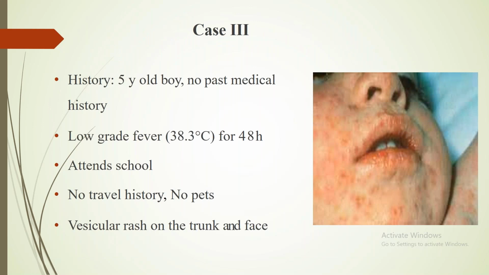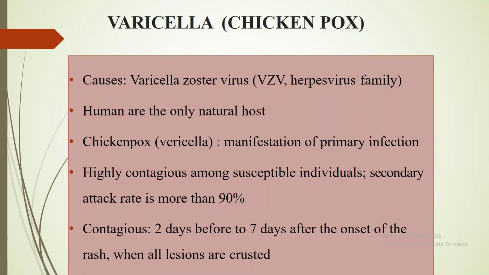So next, coming to the last, not the last, I think there's one more case after that. So this is a 5-year-old child who has no past medical history. There is fever for 48 hours. And there is a vesicular rash on the face as well as on the trunk, and the palms and soles are also involved.